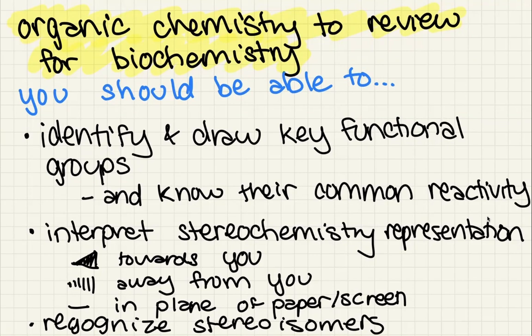You should also be able to interpret stereochemistry representation. So remember that when we have one of those wedges that's filled in, that's something that's coming right towards you. If you have those dashed lines, that's moving away from you. You can think of it kind of like getting faded more because it's moving away from you. And if something is a straight line, it's going to be in the plane of the paper or screen.